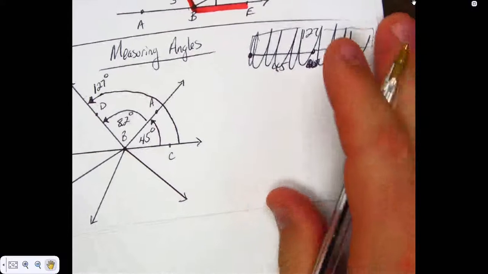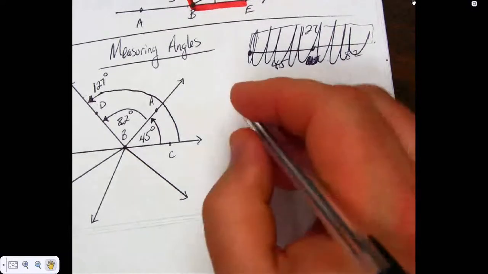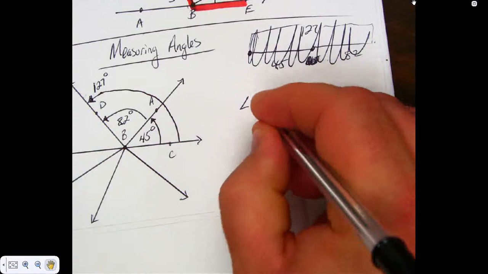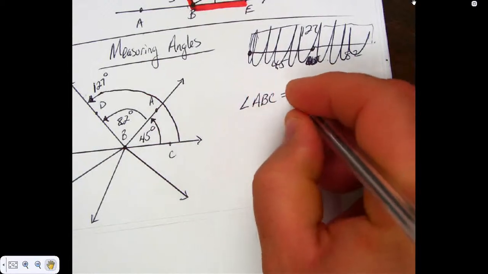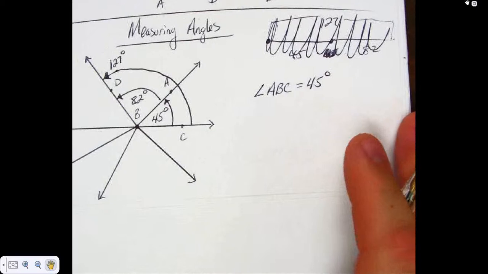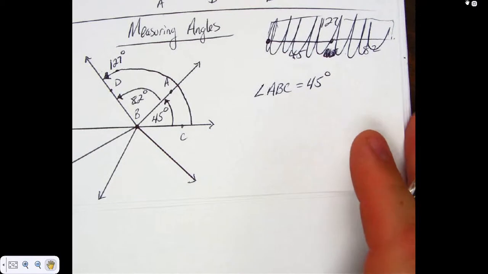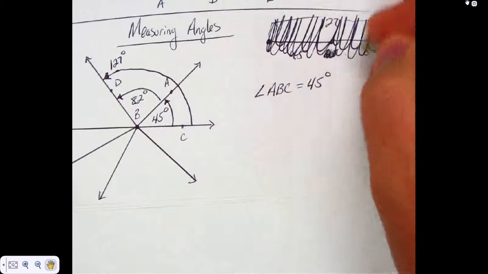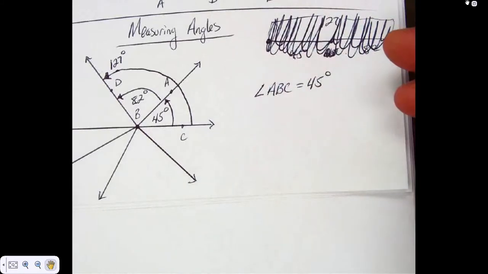Okay? Now, the other thing is, it is not correct to say this. I cannot say angle ABC is equal to 45 degrees. Does anyone know why? You'd think you could, but really, angle ABC isn't 45 degrees. That's the measure of it. I mean, think about it.